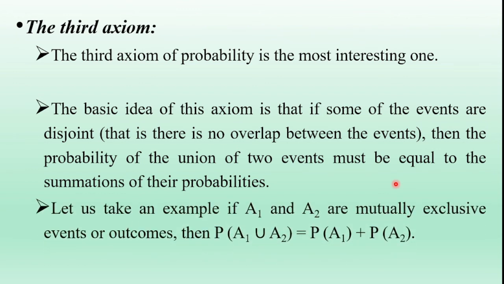Let us take an example. If A1 and A2, or E1 and E2, are two mutually exclusive events or outcomes, then the probability of A1 union A2 is equal to the probability of A1 plus the probability of A2. So this is the third axiomatic probability condition. So these are the axiomatic definition of probability.